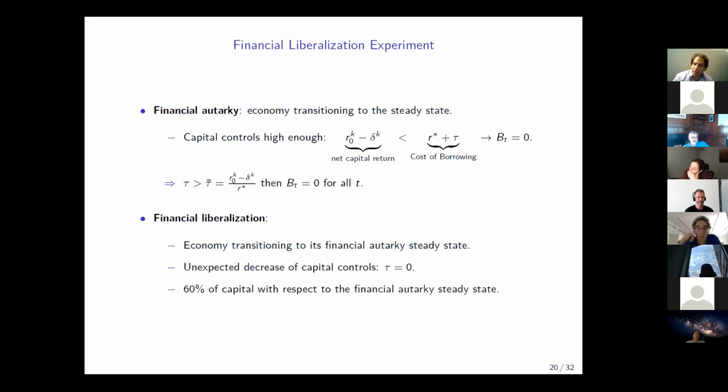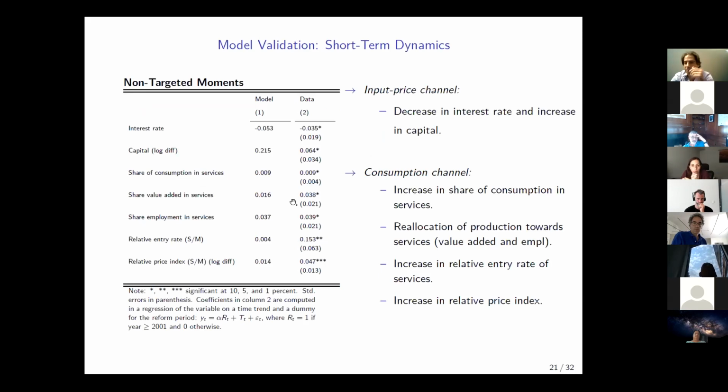What is going to be a financial liberalization? Well, for the main part that I'm going to show you, it is going to be an economy that is transiting in financial autarky. And when it reaches the point that it is at 60% of its capital steady state, it is going to be hit with a decrease in tau that is completely unexpected, and it's going to be brought to 0. And then we're going to compare the transition of those two economies, the economy that has this extreme financial liberalization and the economy that continues in financial autarky.